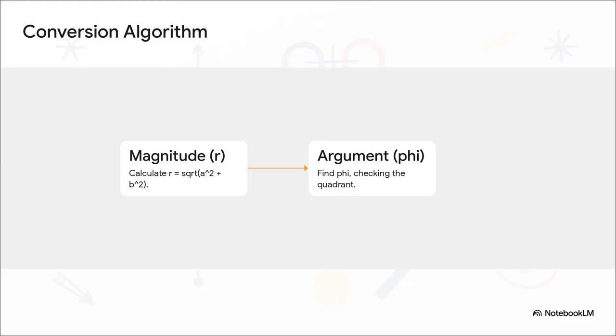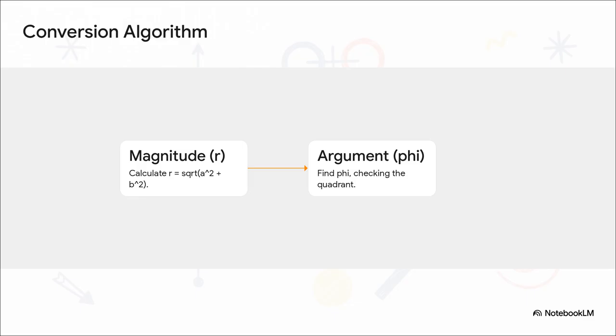Theory is fun and all, but you need to know how to actually execute this on your exam. So I highly recommend breaking the conversion down into a bulletproof 2-step checklist. Step 1, find the Betrag, the magnitude r. You do this using the good old Pythagorean theorem. r equals the square root of a squared plus b squared.